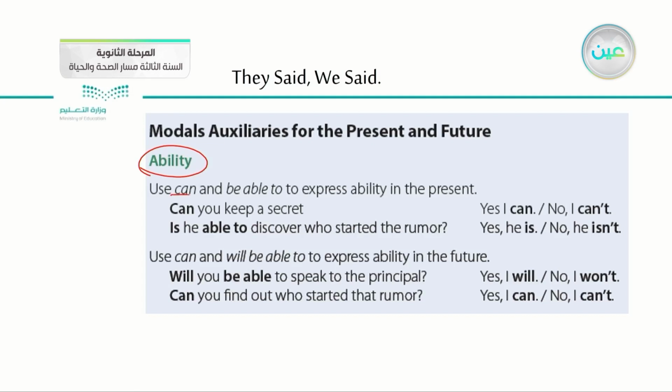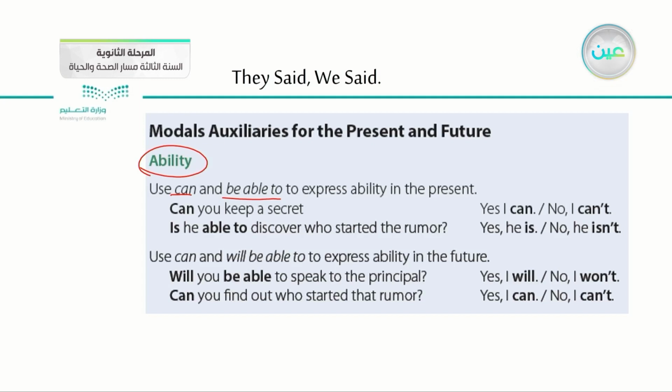When we want to talk about something and show how we are able or not able to do it, we use can and be able to, like I am able or she is able, to express ability in the present. For example, can you keep a secret? Yes, I can, or no, I can't. Is he able to discover who started the rumor?